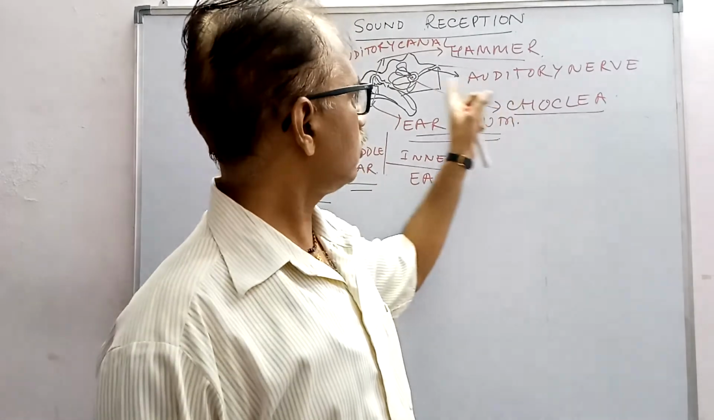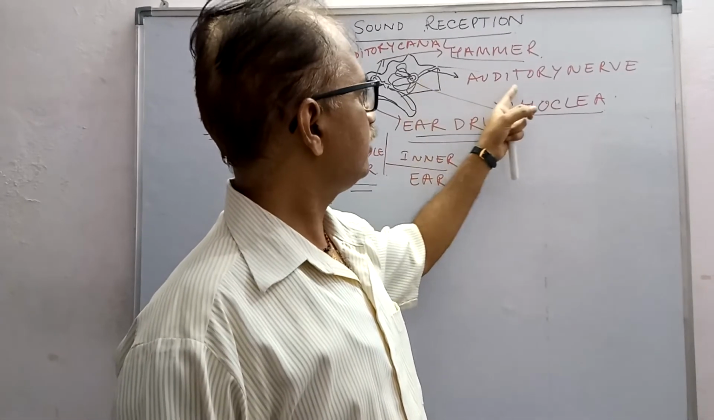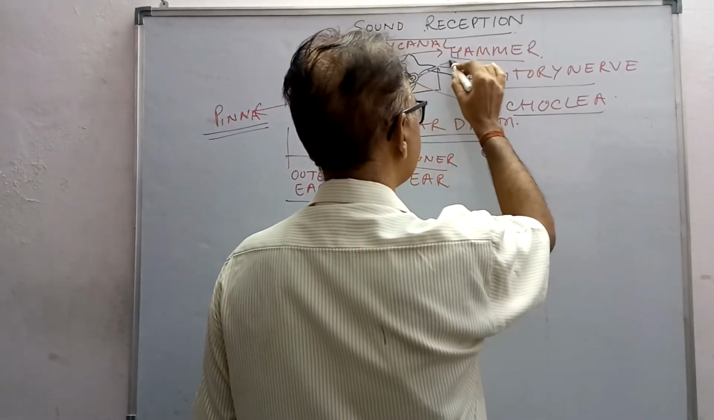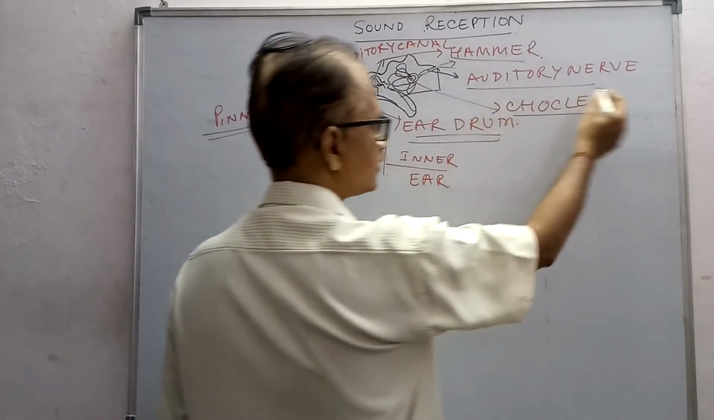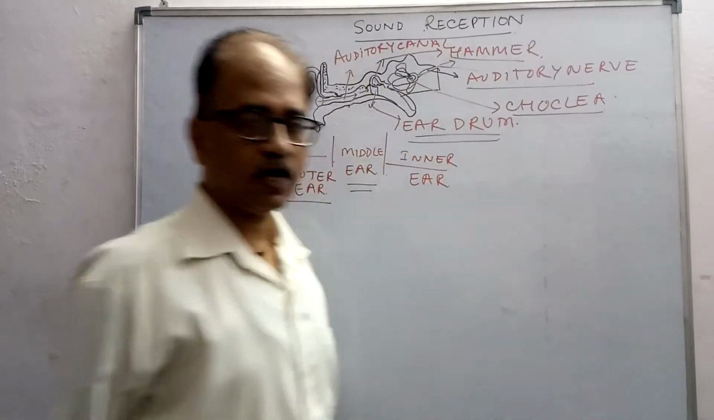And this cochlea is further connected with auditory nerves. These auditory nerves send the sensation to the brain, and you are able to hear.